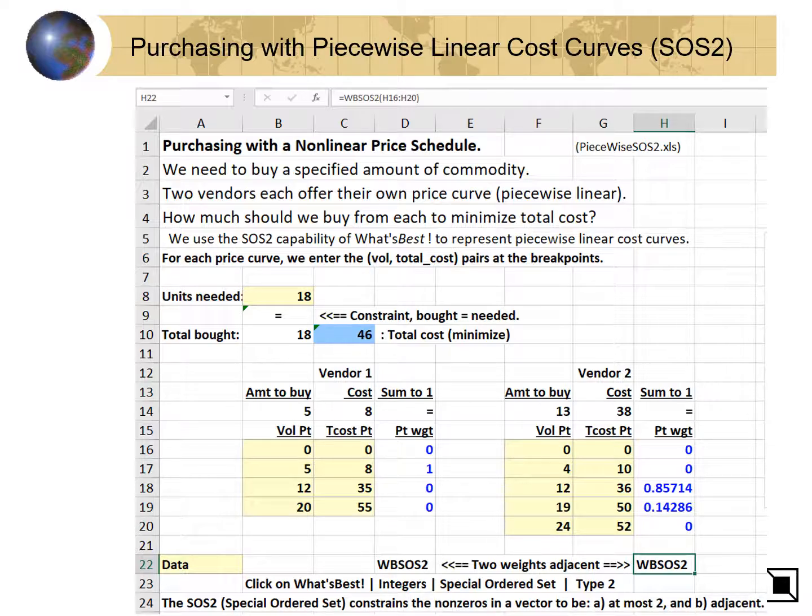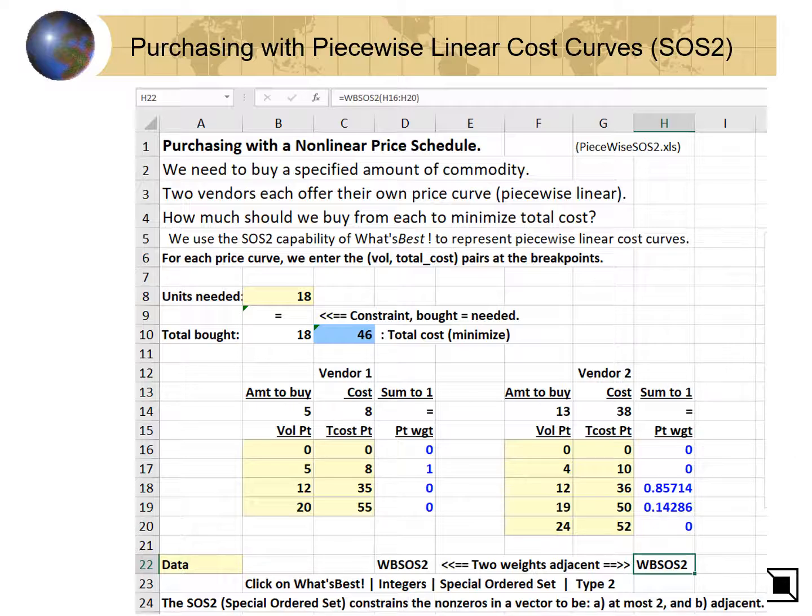And the only tricky thing is that you have to tell What's Best that the weights you use have to be adjacent weights. You can't just arbitrarily pick 2 weights from each vendor's column, you have to choose adjacent weights. And so there is a constraint that you can use, called the SOS2, special ordered sets of type 2, and that's listed up at the top.